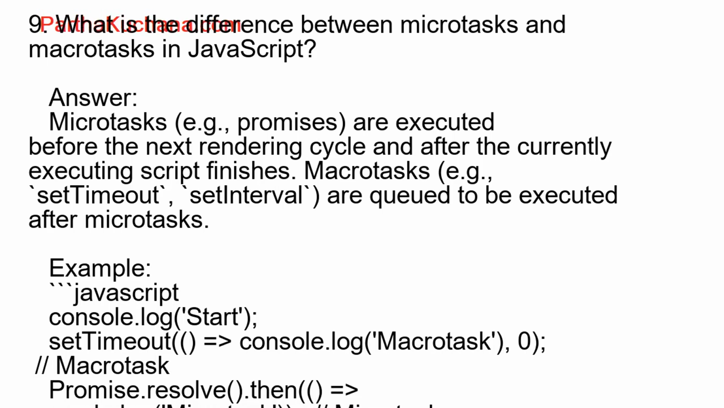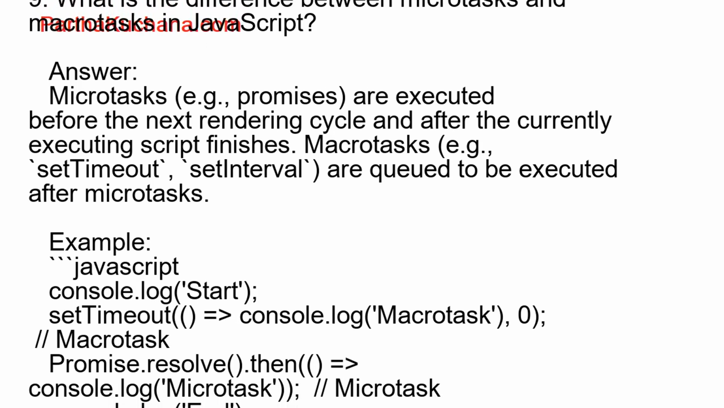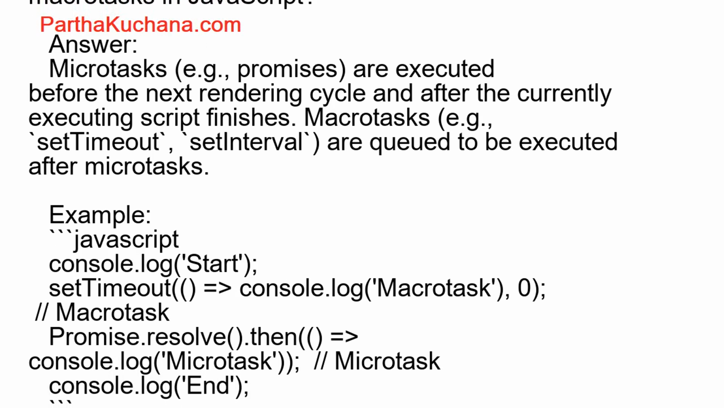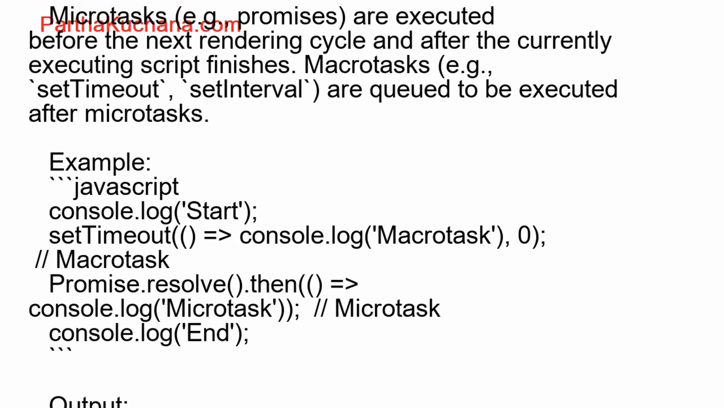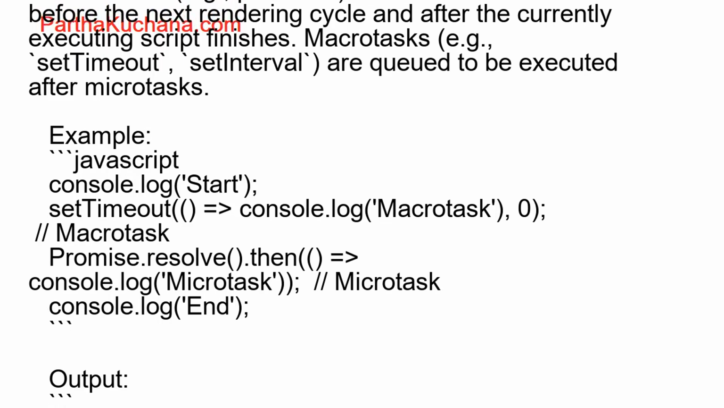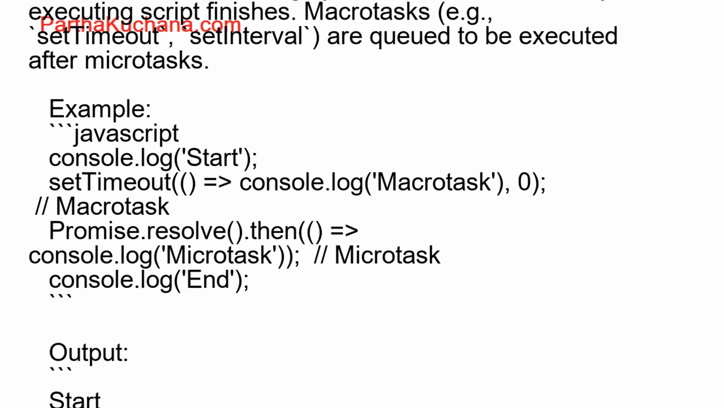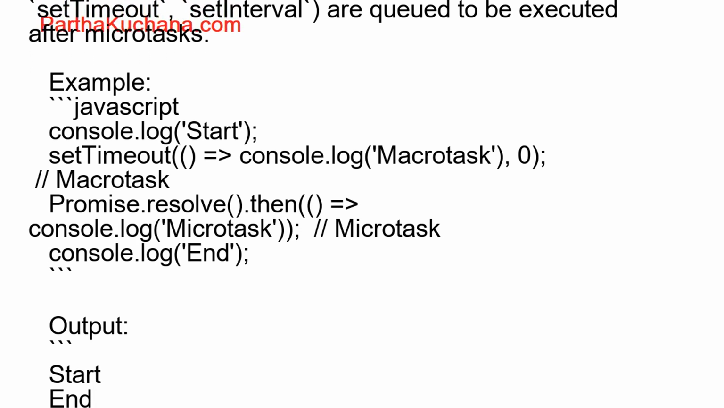10. What is the purpose of WeakMap and WeakSet in JavaScript? Answer. WeakMap and WeakSet allow the garbage collection of values if there are no other references to them. These collections do not prevent their values from being garbage collected. WeakMap keys must be objects, and WeakSet values must also be objects.